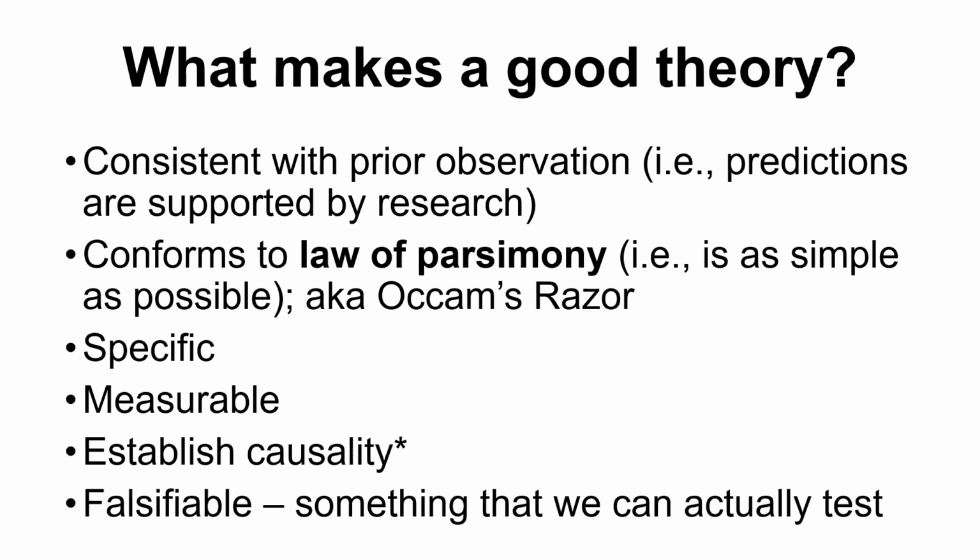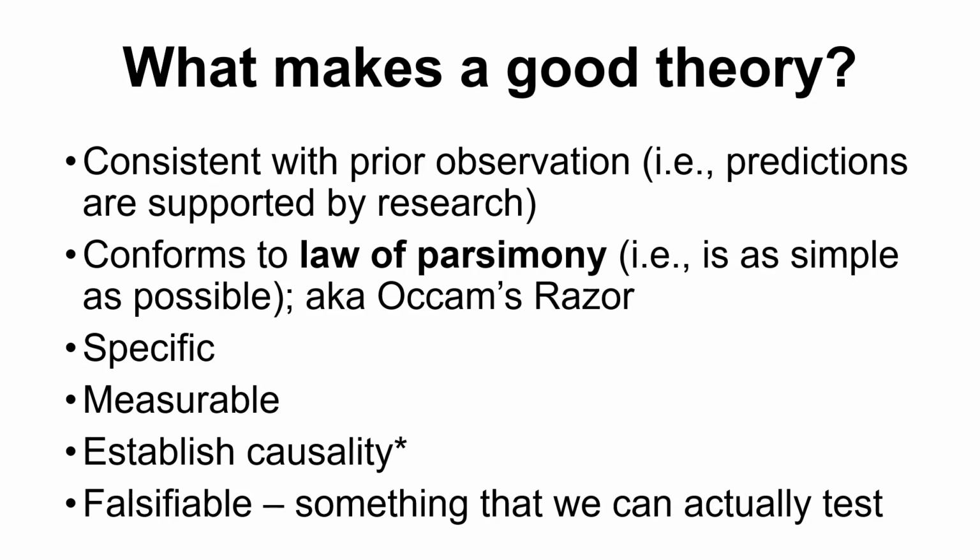And the last thing about a good theory is that a theory should be falsifiable. It means that it's something that we can actually test, that there should be some kind of observation that we might be able to find that, if we saw it, would show that our theory was wrong. So it has to be something that we can quantify, that we can actually test.